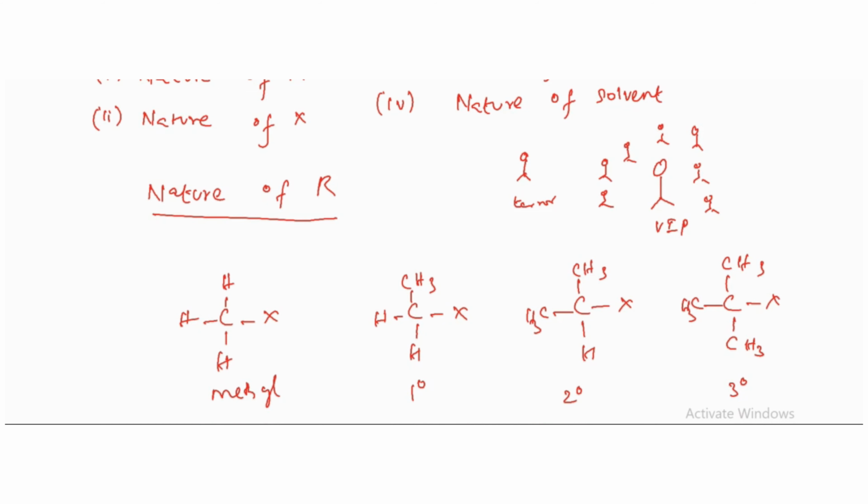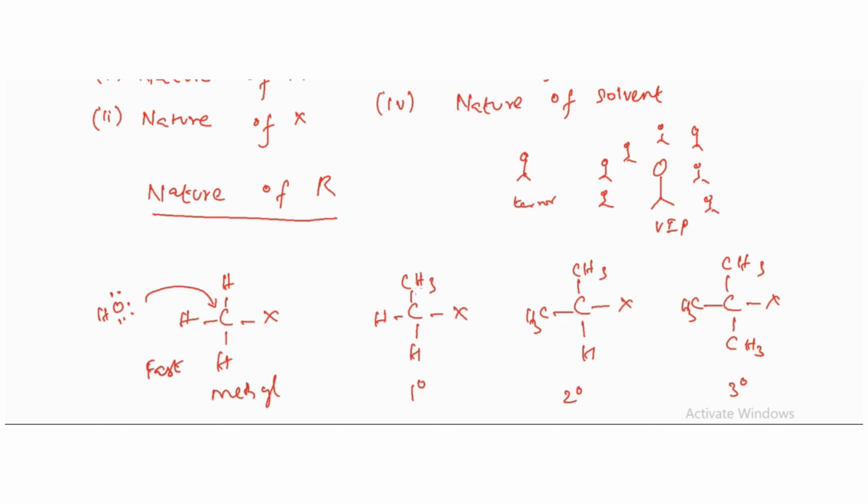As we discussed, any nucleophile will approach the halogen-connected carbon from the back side. In methyl halide, all are hydrogens and the size of the hydrogens is small, so they will not create any steric hindrance. The nucleophile can easily approach this carbon, so the reaction can take place very easily and it may be fast because there is no steric hindrance.